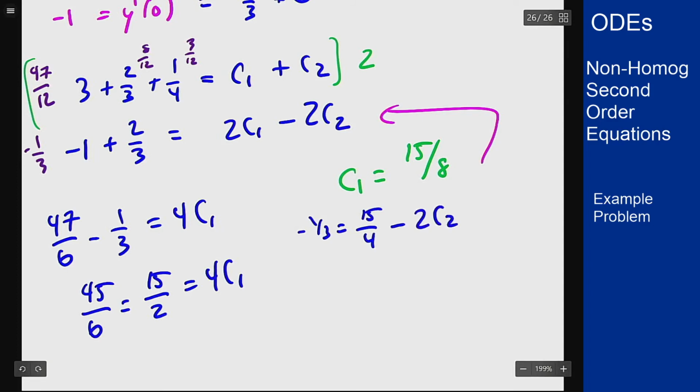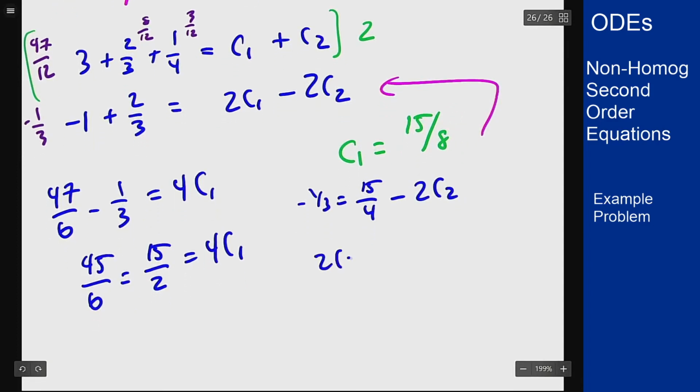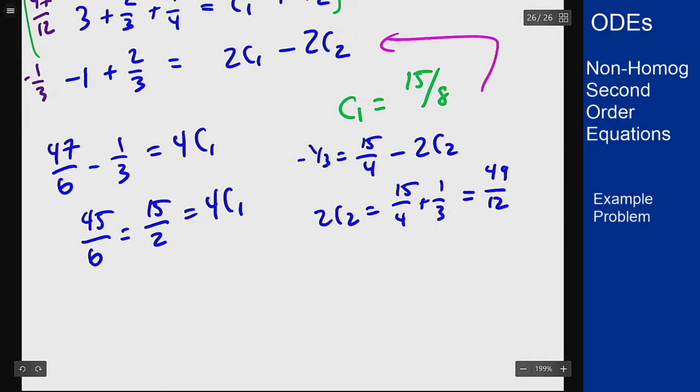minus 2c2, tells me that 2c2 is going to be 15 over 4 plus 1/3, 49 over 12. Then dividing by 2 tells me that c2 should be 49 over 24, just bigger than 2.